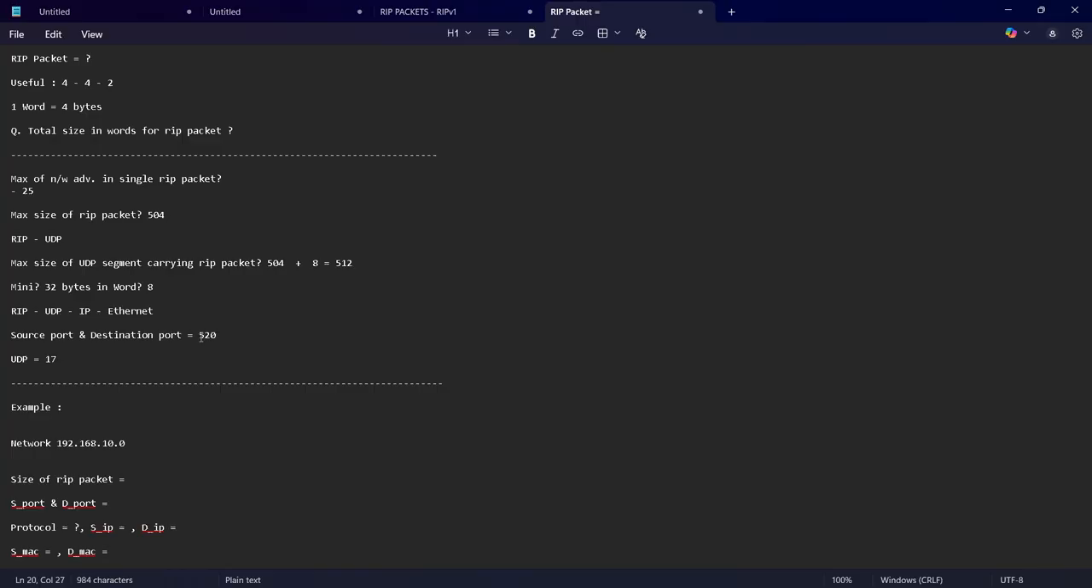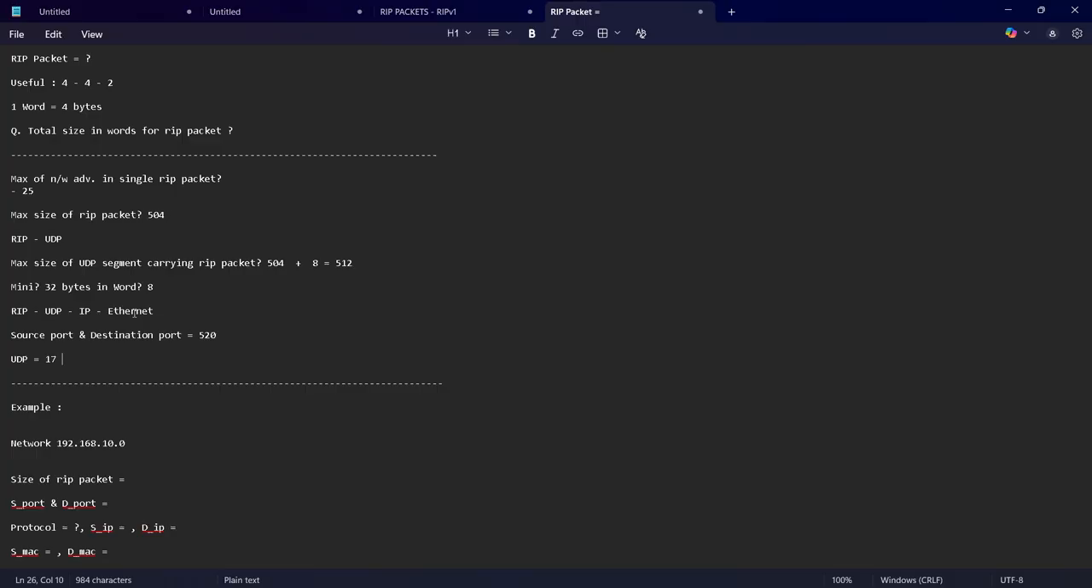Now, further it encapsulates into IP, and in the IP header, the value for the protocol field for UDP is 17. As we have learned in the previous one, for TCP the value is 6, for ICMP the value is 1. And further, IP gets encapsulated into Ethernet.